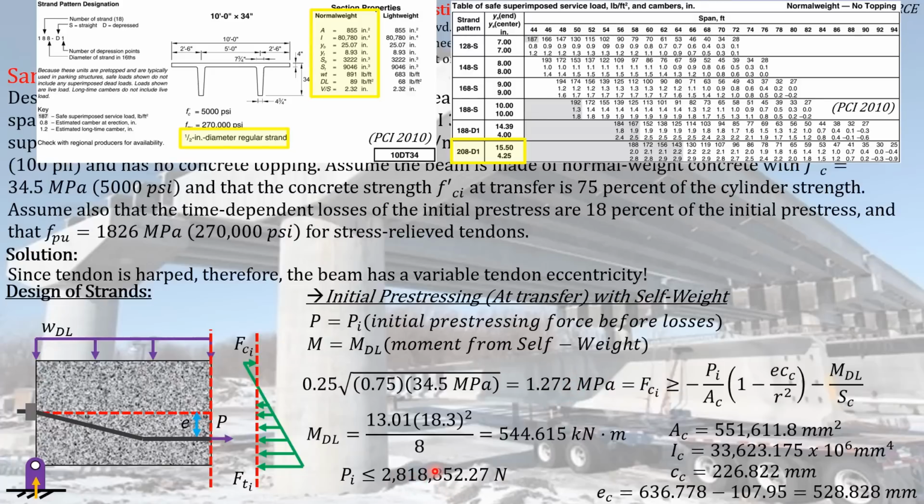So given that maximum initial pre-stressing force that can be transferred to the concrete element at transfer stage, we will now have to compute how many strands will be needed, how many 1/2 inch diameter regular strands will be needed to produce that initial pre-stressing force, because we know for a fact that the initial pre-stressing force is actually the force that is being experienced by the pre-stressing reinforcement. That is just the pre-stressing force that is transferred to the concrete element.